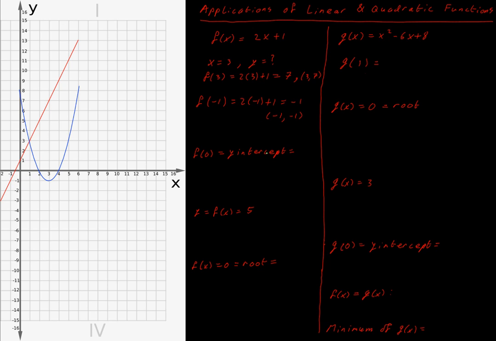Next, let's have a look at the y-intercept when x is 0. So the y-intercept means when we're crossing the y-axis. So when are we crossing the y-axis? Well, let's put in x is 0 into our function. And we get 1. So the point 0, 1 would be our y-intercept. Let's check if that works out.